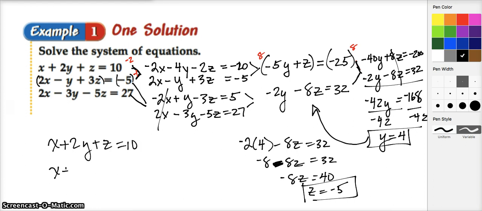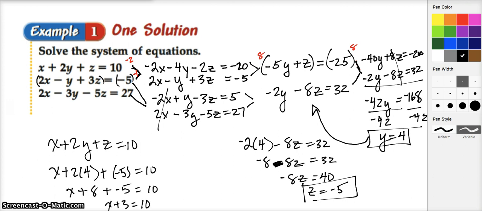So then x plus 2 times 4, notice I'm replacing y with 4, plus z, which is negative 5, is equal to 10. So I end up with x plus 8 plus negative 5 equals 10. These come together to give me a positive 3. x plus 3 is equal to 10. And finally, x is equal to a positive 7.